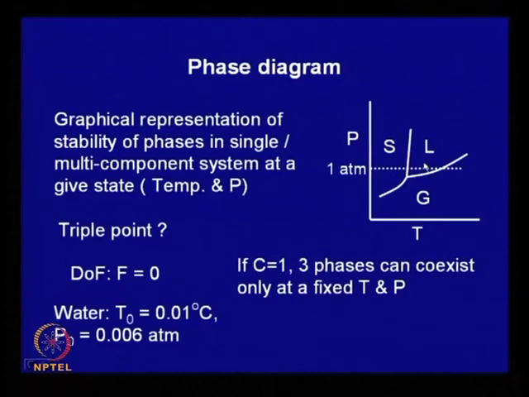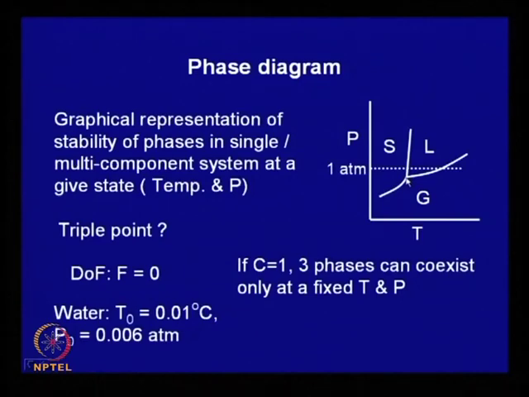Similarly, you have this line which represents the equilibrium between solid and liquid, and this line represents the two phase equilibrium between liquid and gas. Suppose the 1 atmosphere line intersects here. In that case, this is the freezing point of the metal and this is the boiling point of the metal. This particular point is the triple point, which represents equilibrium between all three. That means under this condition all three phases, solid, liquid and gas, can coexist.